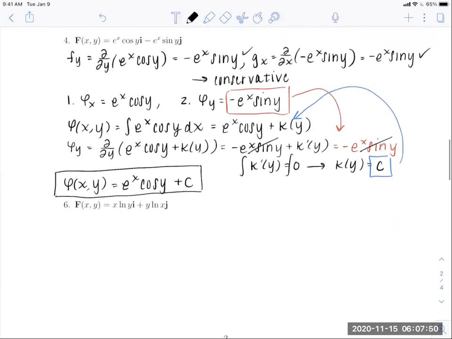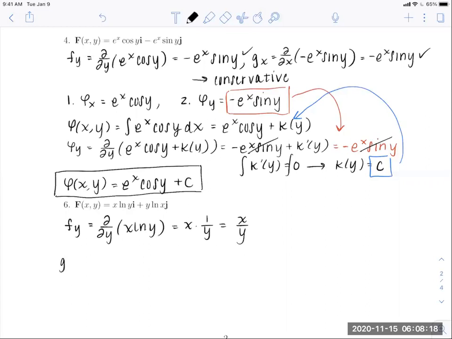All right, let's take a look at the last example here on this page, number 6. First, let's check to see that this vector field is conservative. So I want to identify the partial derivative with respect to y of f. So that is partial y of x natural log y, which is x times 1 over y or x over y.